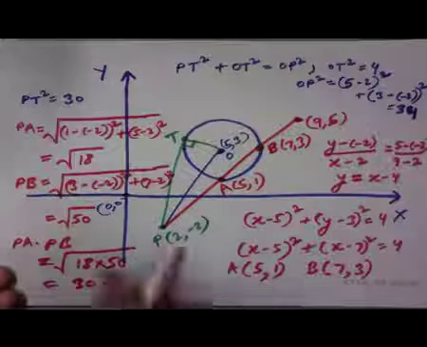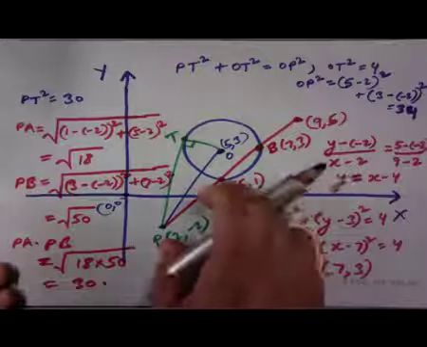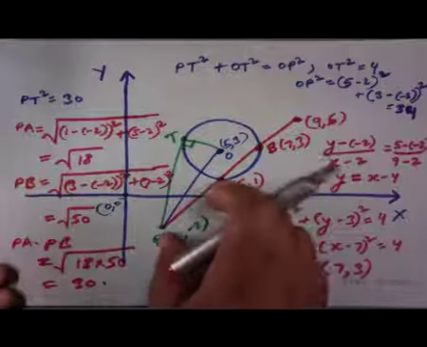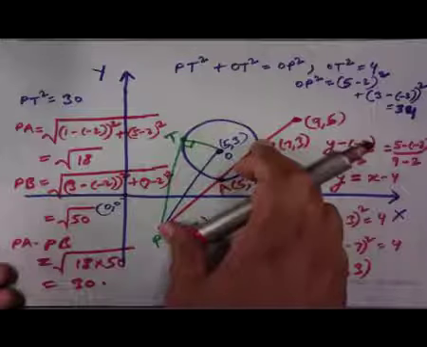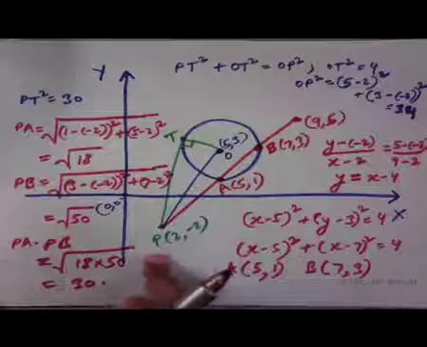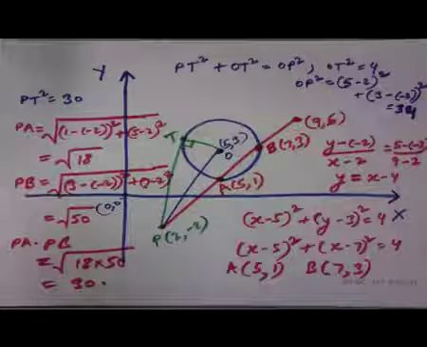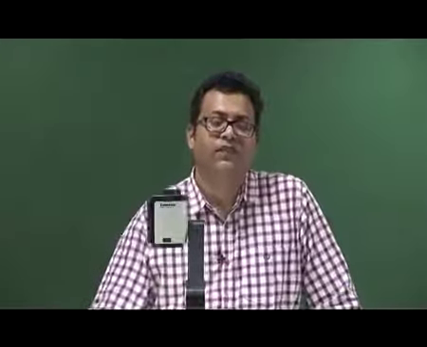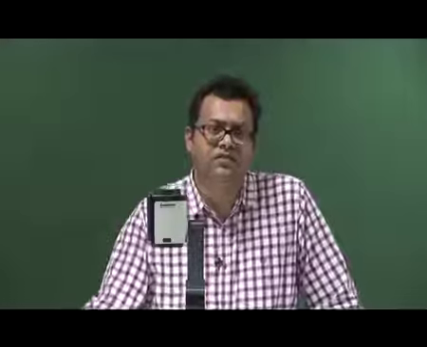So, we see that indeed the product of PA and PB is equal to the power of this point P. So, with that we come to an end to this lecture. In the next lecture, we will start a new topic on the common tangents to two circles.